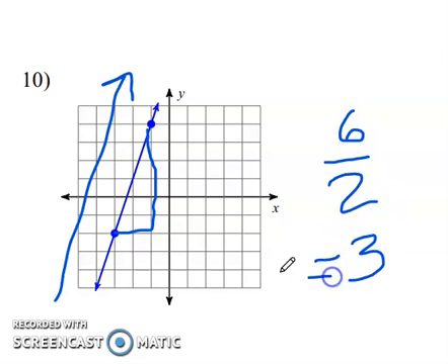Now I want you to notice something. If I go from here, I can write 3 as a fraction. I can write it as 3 over 1. And if I go here, if I go up 3 and over 1, see how I land perfectly on my line? And if I go up 3 over 1 from here, I land perfectly on the line as well. So all the points on the same line, they will have the exact same slope.